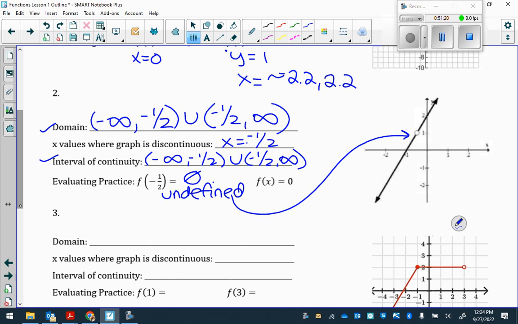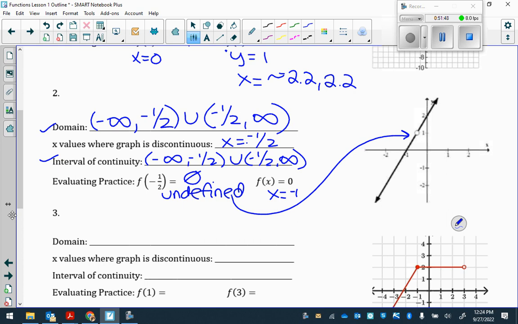Okay. How about f of x equals 0? Yep. X equals 0. Do we agree? Yeah, we do. Good. X equals -1, where y is 0. All right. Questions? Yeah. Go ahead.